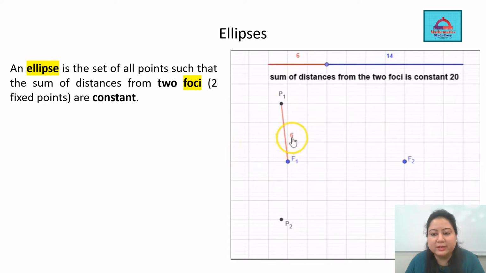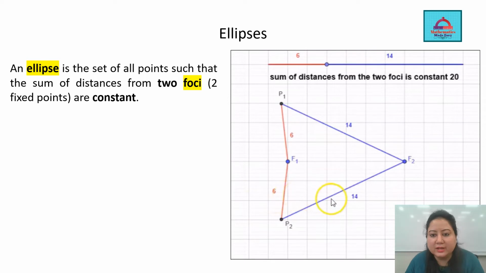So there are two foci here, and you are taking the set of all points like P1 and P2, these 2 points, where the sum of the distances of the points from the focus F1 and F2 is the same. So you can see how the animation is moving. So the distance 6 plus 14, it is going to be the same. So the sum of the distances from the two foci is constant, which is 20 here. So when you take the set of all such points, then what you get is an ellipse. So it will take this shape as you can see in the animation now.